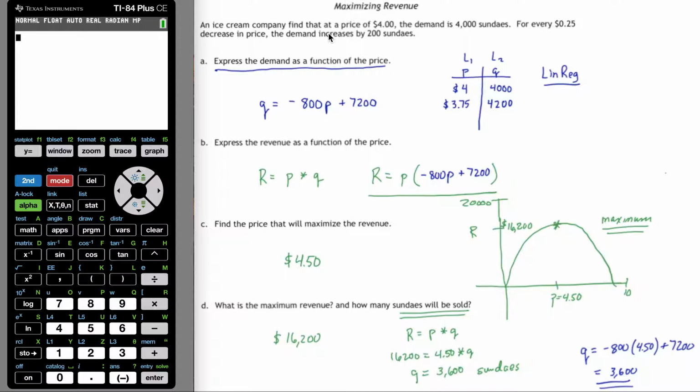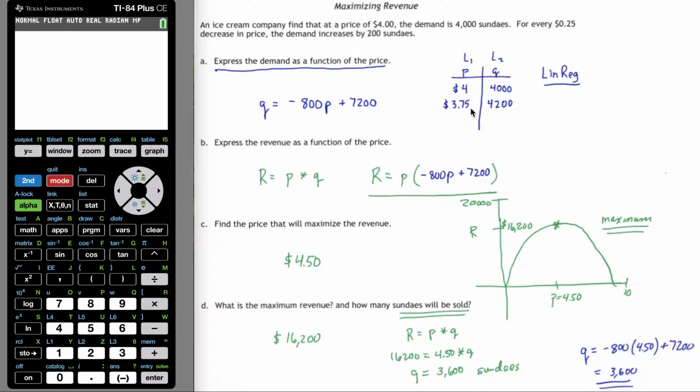An ice cream company has determined that at a price of $4, the demand will be 4,000 sundaes, and for every 25-cent decrease in the price, the demand increases by 200 sundaes. So we begin by expressing the demand as a function of the price. I begin by putting in what I know in this table.